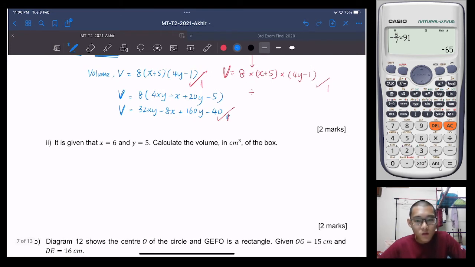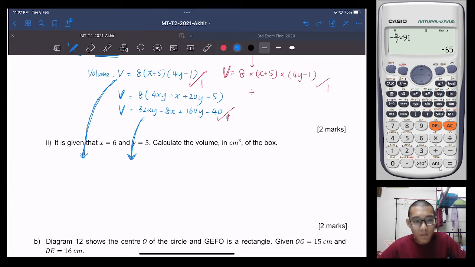So after you solve this, you try to substitute. Given that x is equal to 6 and y equal to 5, calculate the volume in cm cube of a box. So x equal to 6, y equal to 5. So which expression do you try to use? For those who stop at the first line, I still give you 1 mark because you try to substitute correctly. If you write with this one, also correct.